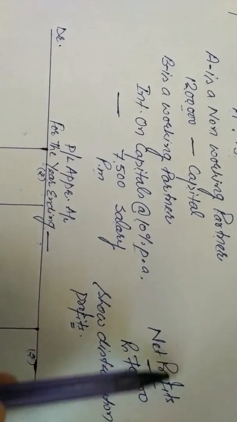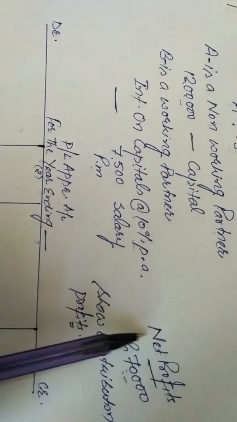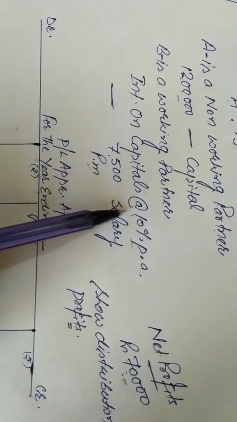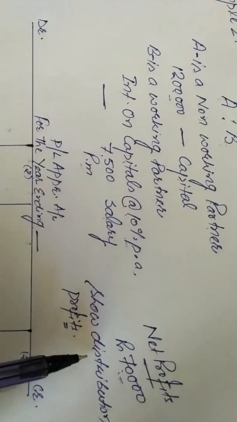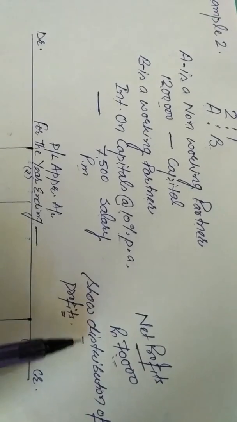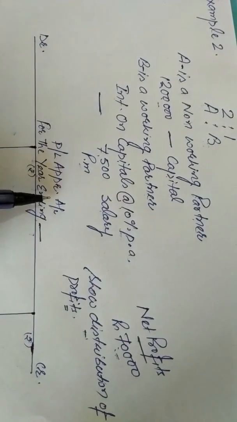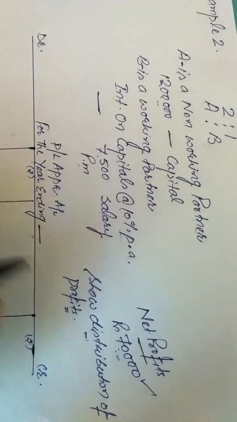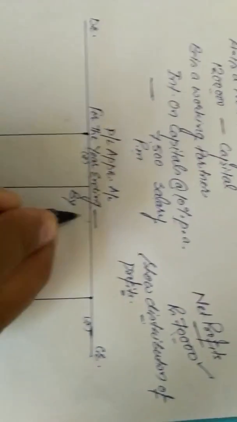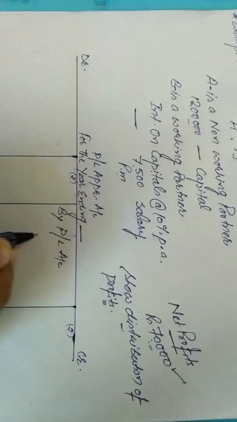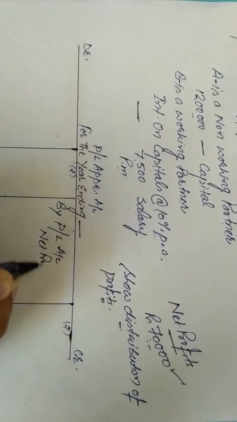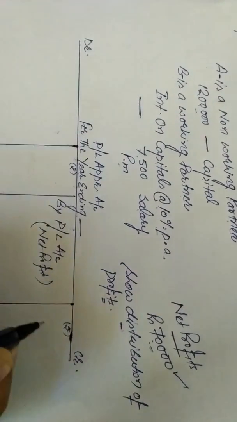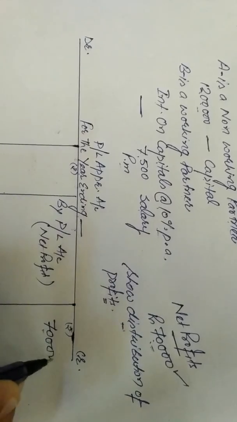Net profit means the result of the profit and loss account. That means before any given appropriation. We are required to show the distribution of profit. That means we have to maintain the profit and loss appropriation account. In this case, first of all, we will transfer the given profit from the profit and loss account. Net profit, the amount is rupees 70,000.